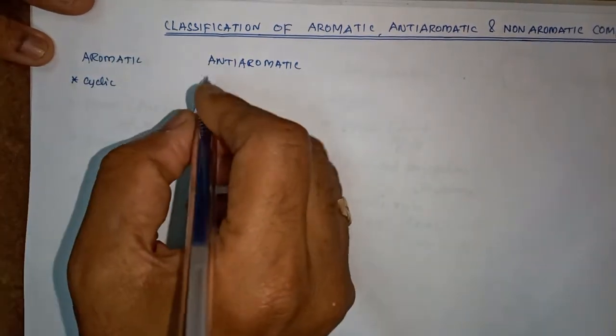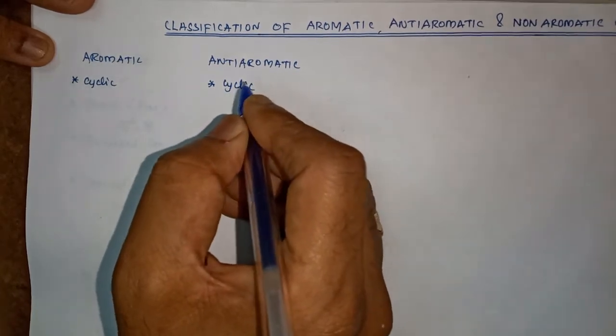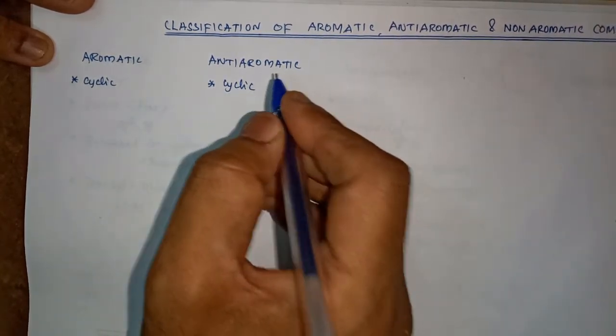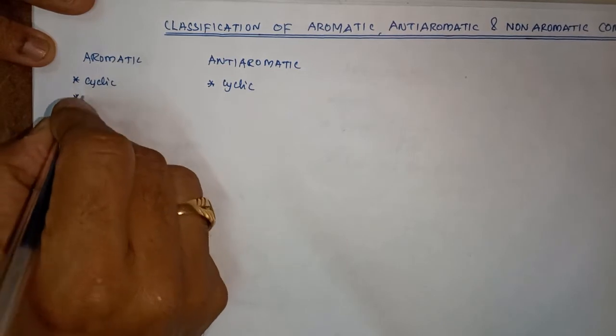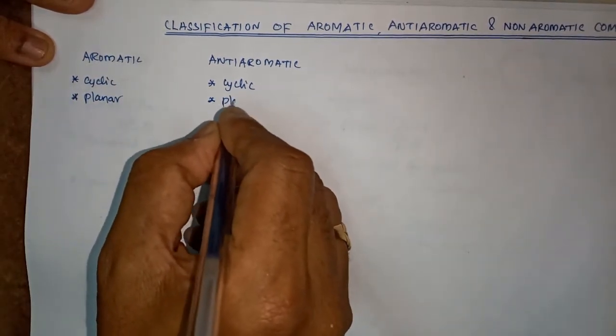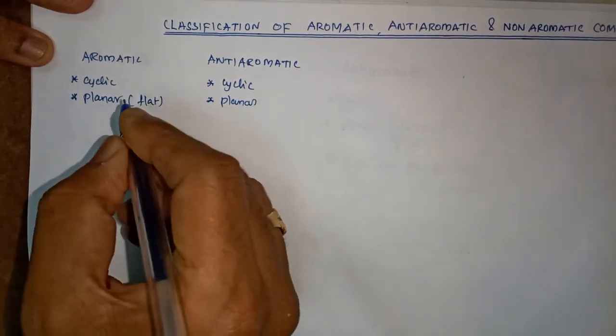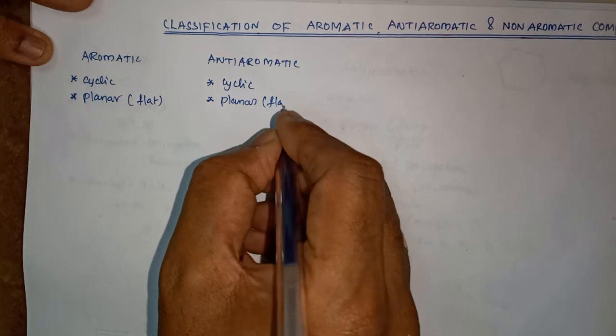That should have a ring structure. It is the same condition for both. It may contain one or two rings or three rings like this. And the second condition is planar. Planar means, as you all know, a flat molecule on the same plane.